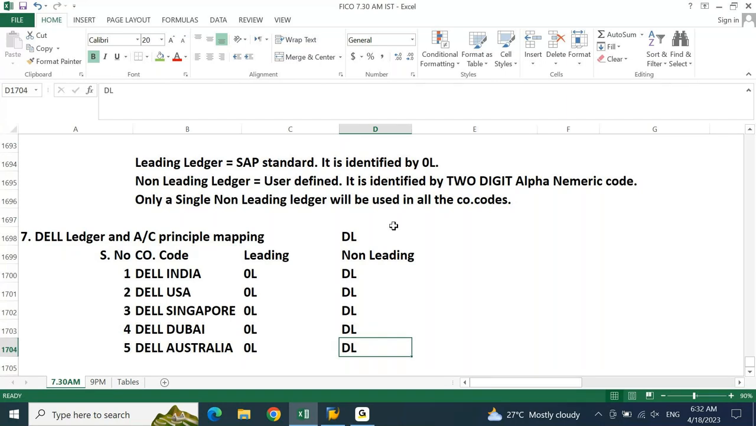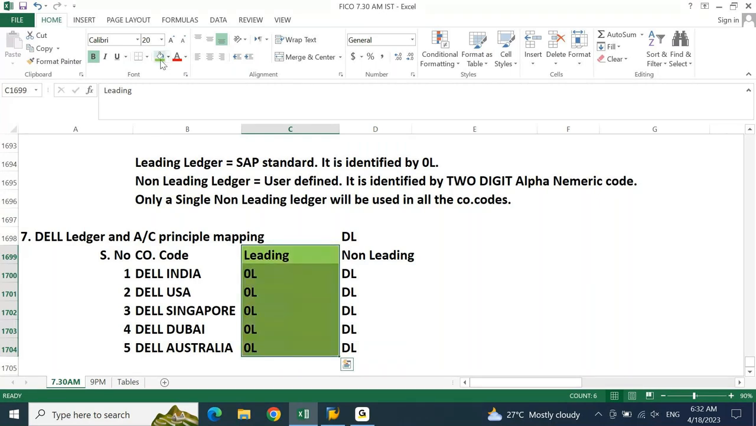Now, if you see, your leading ledger is common for all your company codes. Your non-leading ledger is also common for all your company codes. Leading ledger, non-leading ledger, we are using commonly for all the company codes. From the leading ledger point of view, you can give a justification stating we are using IFRS commonly for all the company codes, correct? For leading ledger, we are using IFRS for all company codes, we are using same ledger, fine. But when it comes to non-leading ledger, are we using same accounting principle?